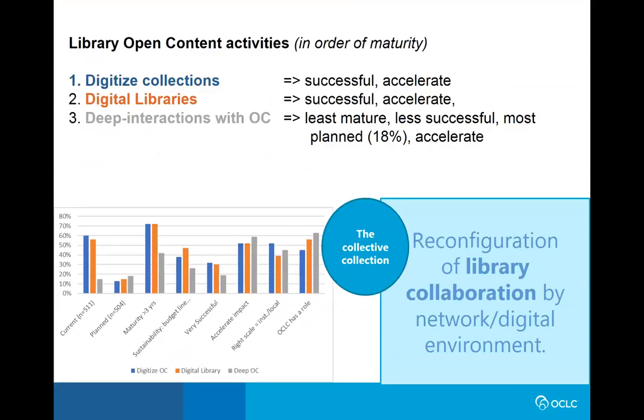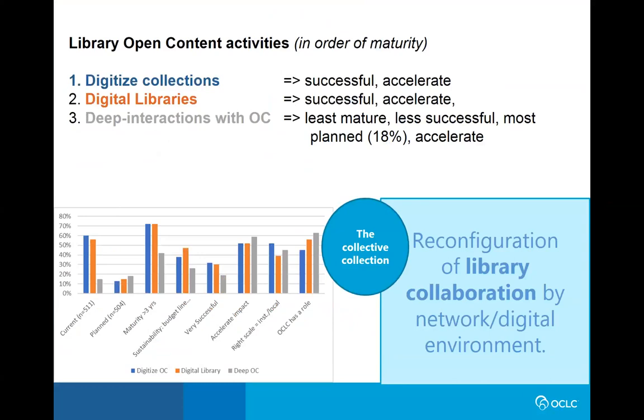Thirdly, the collective collection. And this is really about the theme of today. So this is about digitizing your collections. It's about digital libraries as systems where you keep those digitized collections, where you manage them, where you curate them, where you make them discoverable, and the deep interactions with open content. And here you see that the first two, digitizing and keeping those digital libraries, are quite successful, and that libraries want to accelerate.